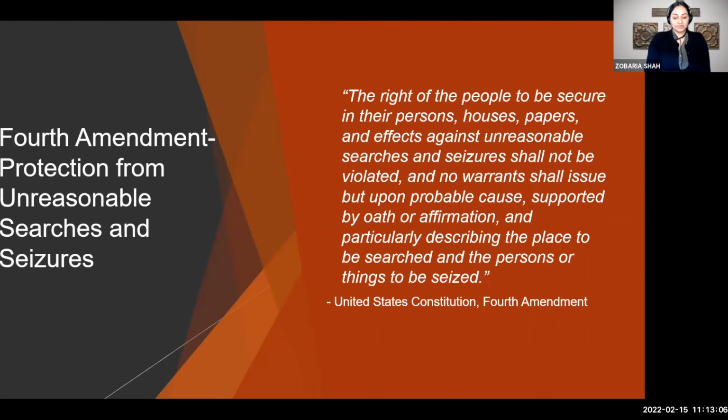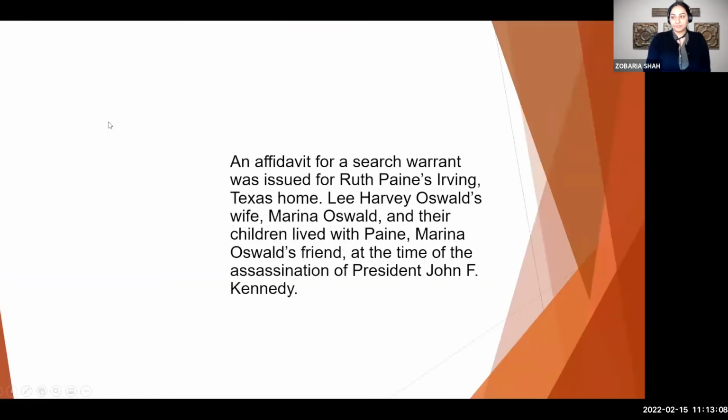Now, you might think, how does this connect to President Kennedy? Well, an affidavit for a search warrant was issued to Ruth Payne's Irving, Texas home. Who is Ruth Payne, you might ask? She was the landlord of Lee Harvey Oswald's wife. Yes, Lee Harvey Oswald, the guy who assassinated the president, was married and had children. His wife, Marina Oswald, and children lived with Payne, Marina Oswald's friend, at the time of the assassination.